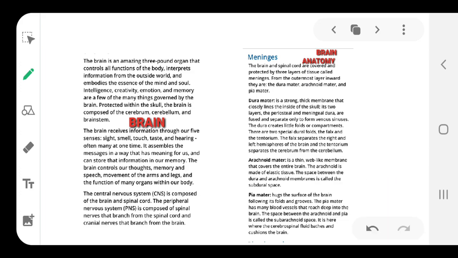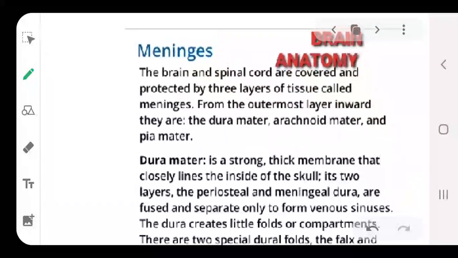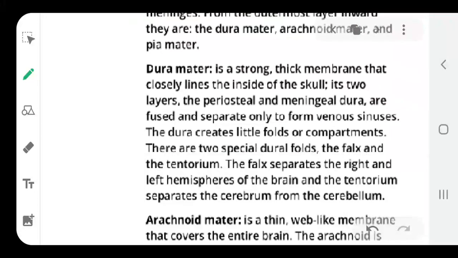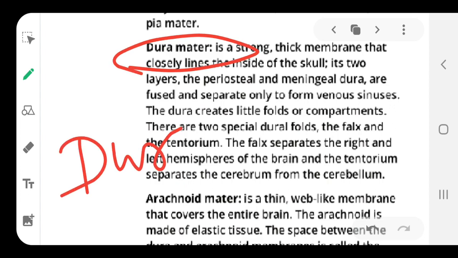Now check out the name that we have just told you, the meninges. As I have told you, the meninges cover the brain and spinal cord by 3 layers. You should know the names of the layers; the rest of them are not part of the syllabus. The first is called dura mater, D-U-R-A, dura mater. This is the first layer that covers the brain.